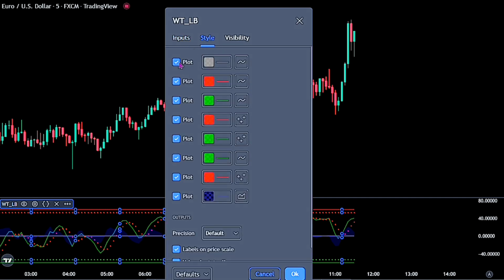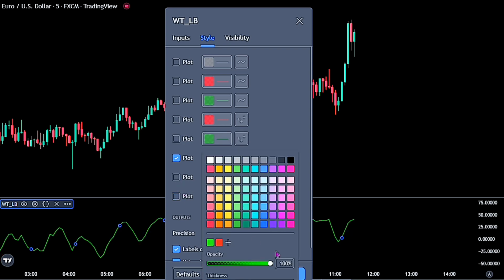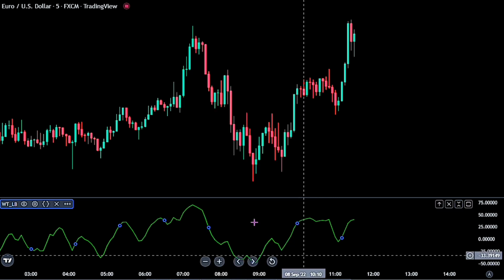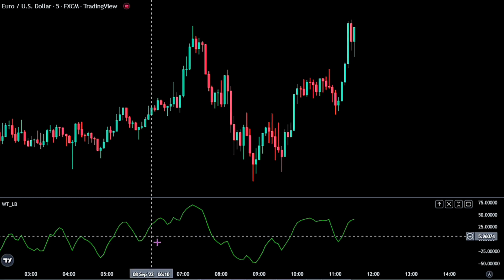Now move over to style and untick all the plots except the third to the last plot. Also increase the opacity for better visualization. Then go ahead and click on the OK button when you are done. We would have our indicator looking like this. So let's go over to how we take trades.